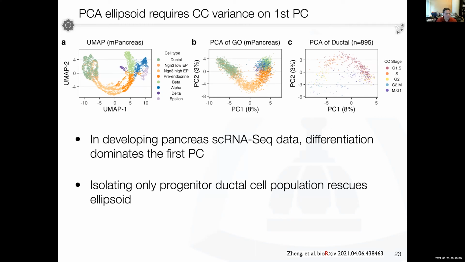So looking at this developing pancreas data set of principal component analysis of these data, you can see that the differentiation state is the predominant component, and we don't actually recover cell cycle from the PCs. However, if we just subset to the progenitor cell, the ductal cell here, we actually do recover that ellipsoid.